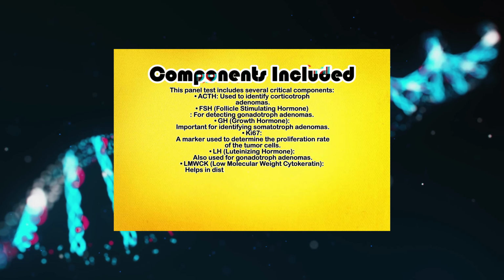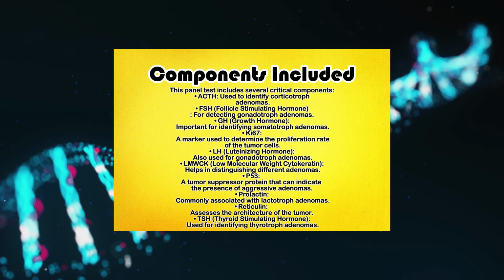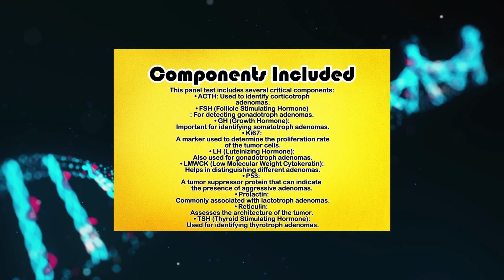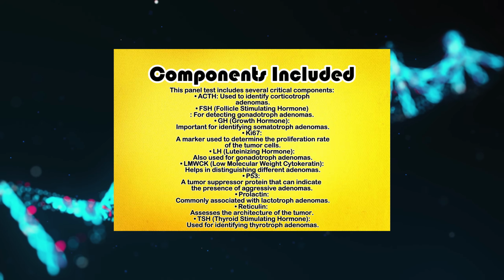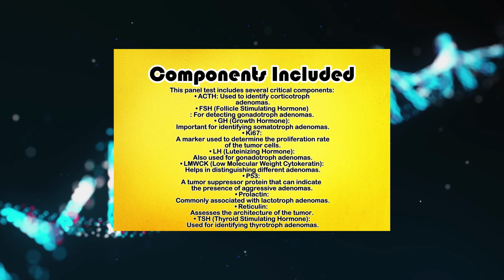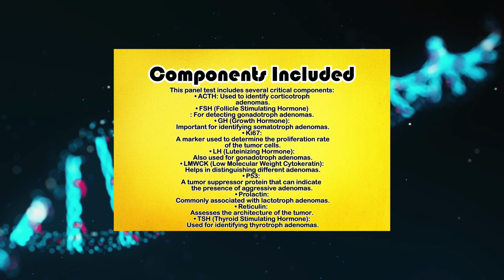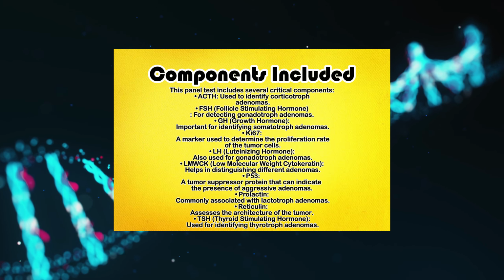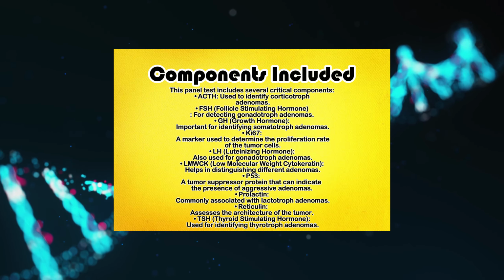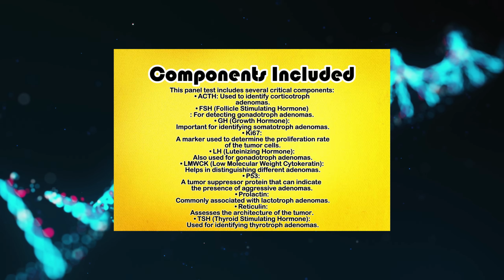This panel test includes several critical components. ACTH, used to identify corticotroph adenomas. FSH, follicle-stimulating hormone, for detecting gonadotroph adenomas. GH, growth hormone, important for identifying somatotroph adenomas.